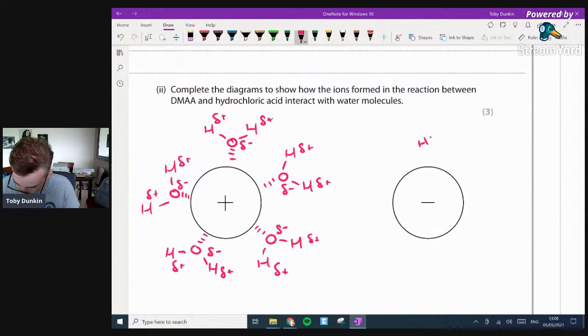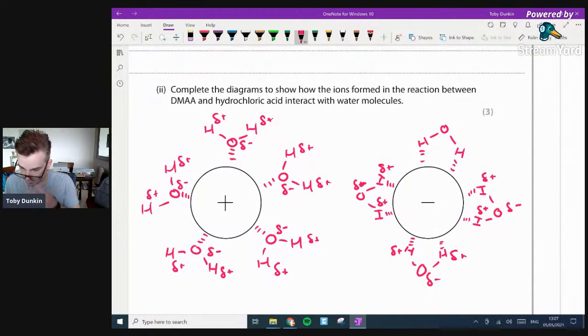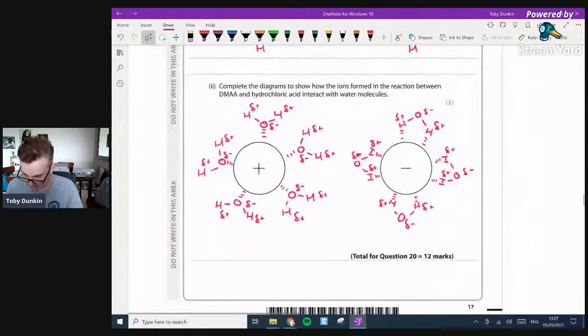Next, negative ions can be attracted to the H's. Done. Well, no. Finished. I'll do. 3 marks. Take it. 3 marks too.